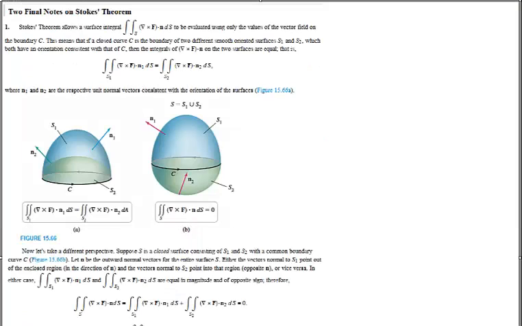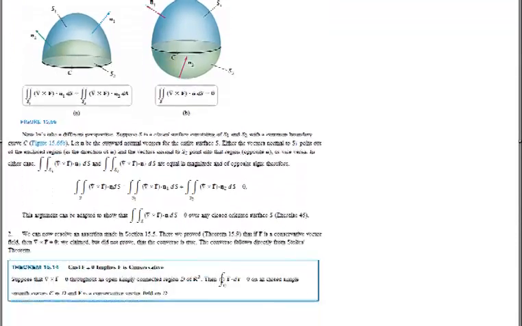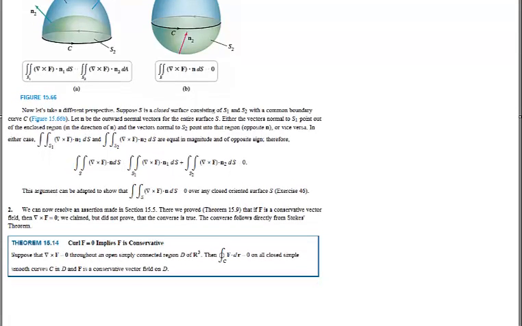Next up, just a few final notes on Stokes' theorem, looking at it from a different perspective, and the fact that if the curl equals 0, it implies that f is then conservative.